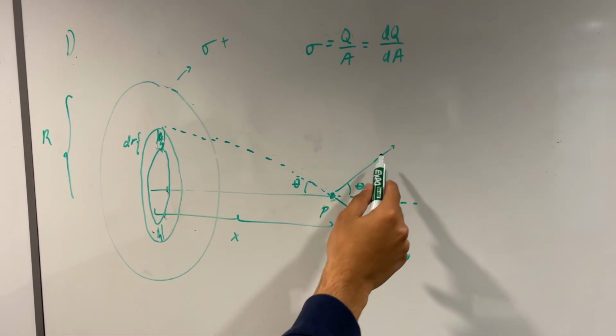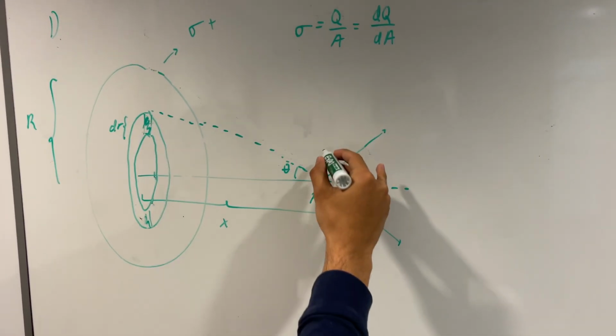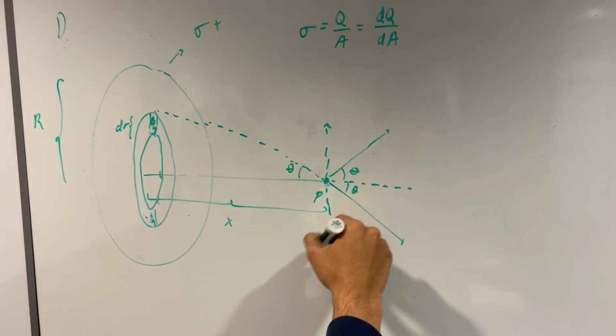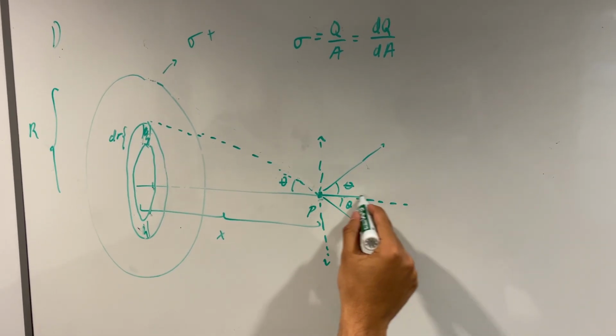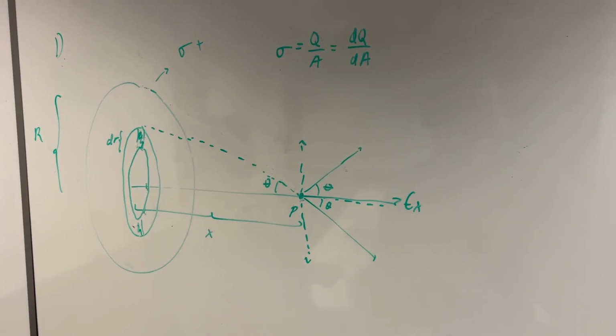So we know that the y components are gonna cancel. So here, they cancel. So the only contribution again is on the x direction. So we only have Ex.